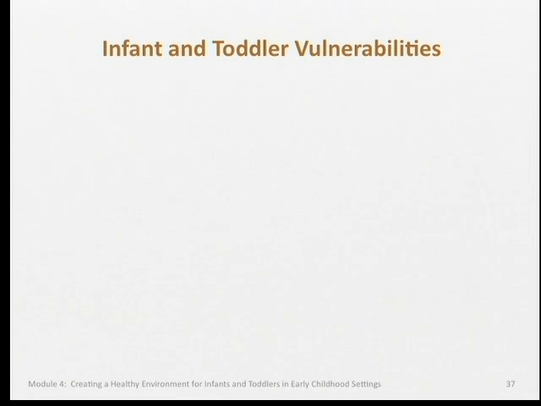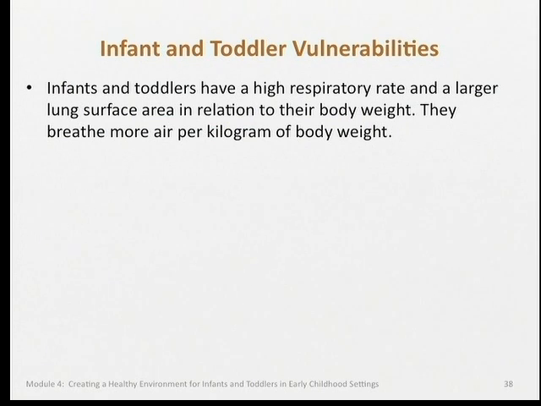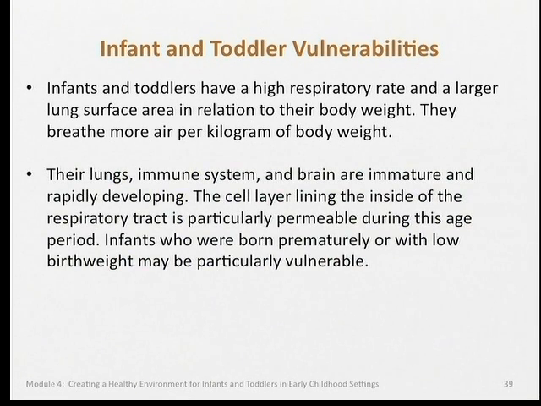Young children are more vulnerable than adults to airborne contaminants. Infants and toddlers have a high respiratory rate and a larger lung surface area in relation to their body weight. They breathe more air per kilogram of body weight. Also, their lungs, immune system, and brain are immature and rapidly developing. The cell layer lining the inside of the respiratory tract is particularly permeable during this age period and more likely to absorb contaminants. Infants who were born prematurely or with low birth weight may be especially vulnerable.